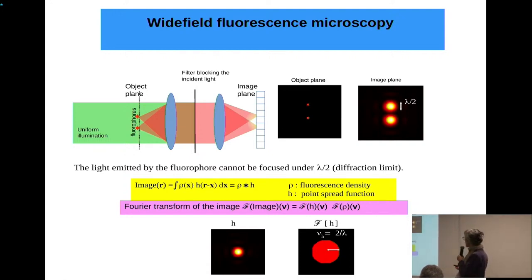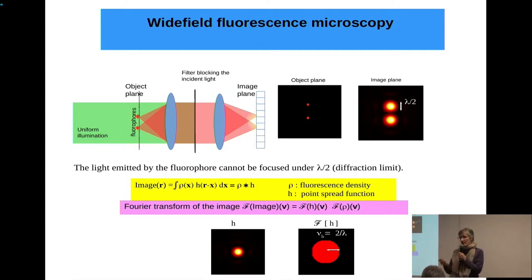Okay, so the problem is that you cannot focus light below lambda over 2 volume, because this is physics, okay? So there is nothing you can do about it. So what does it mean? It means that when you have an image on a camera, the smallest feature that you can get is given by this little spot here.